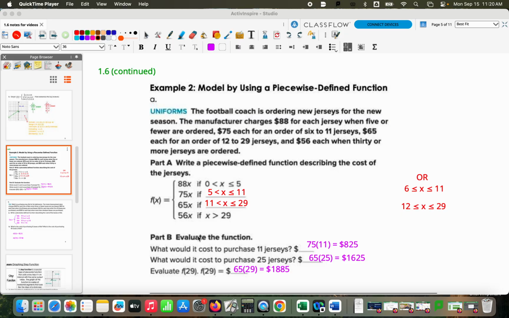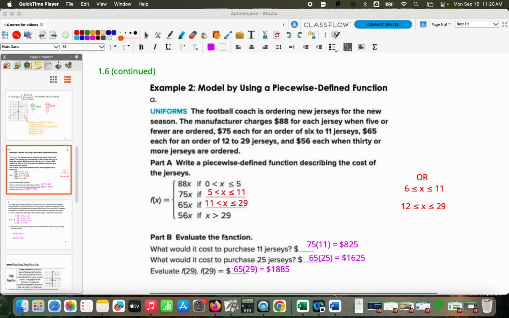So what would it cost to purchase this? We can evaluate these different functions. We want to purchase 11 jerseys. Well, I just got to find the right category. There's two 11s if you look at this, but really this is the only one that has equal to 11. So I know it's $75 per jersey. So 75 times 11 jerseys would be $825.